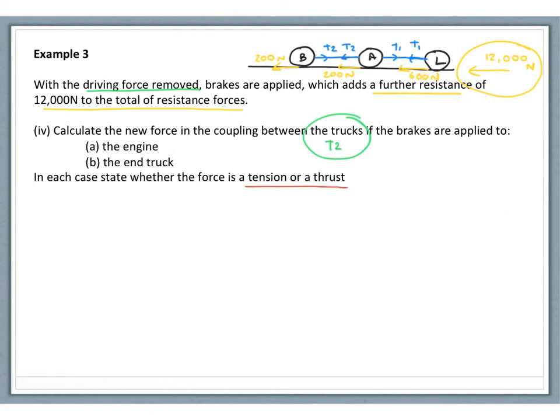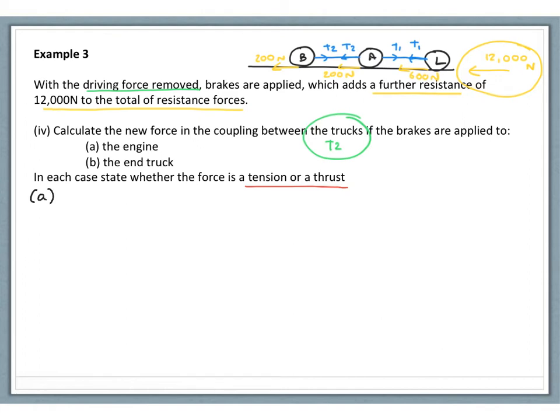Now, this is really interesting. We weren't told in the information that we were given whether the 12,000 newtons was applied to a particular part of the system, which is why it made perfect sense in part 3 that we treated the system as a whole. Now here, we've got to look at things separately. So let's start with part A, where the brakes are applied to the engine.